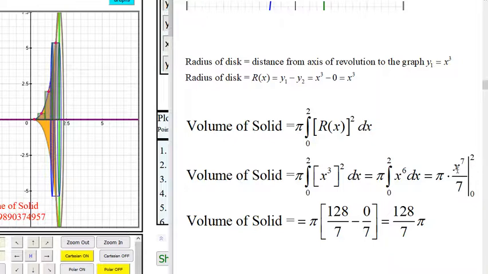So we put a 2 here. 2 to the 7th is 128, and then dividing by 7. And if we put 0 here, we just get 0. And so the volume of this solid of revolution is 128 over 7 times pi.